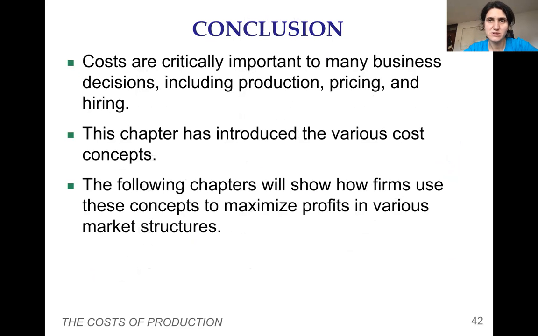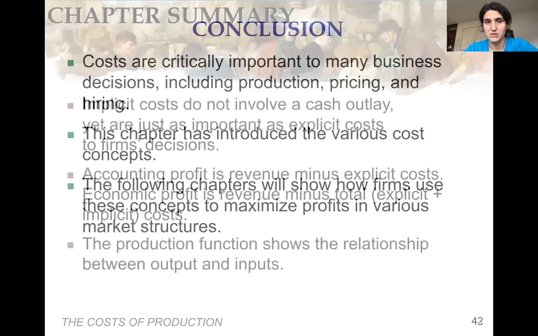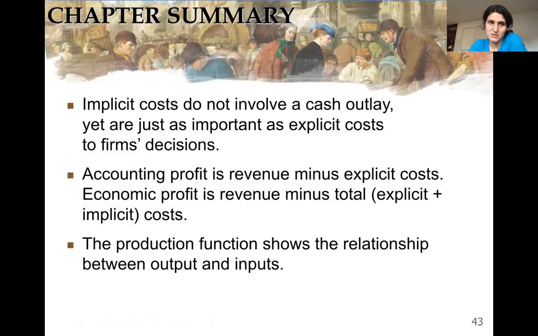Costs are critically important to many business decisions, including production, pricing, and hiring. This chapter has introduced various cost concepts. The following chapters will show how firms use these concepts to maximize profits in various market structures. So what we did in this chapter: implicit costs do not involve cash outlay, yet are just as important as explicit costs to firms' decisions. Accounting profit is revenue minus explicit costs. Economic profit is revenue minus total cost. Total costs include both implicit and explicit costs.